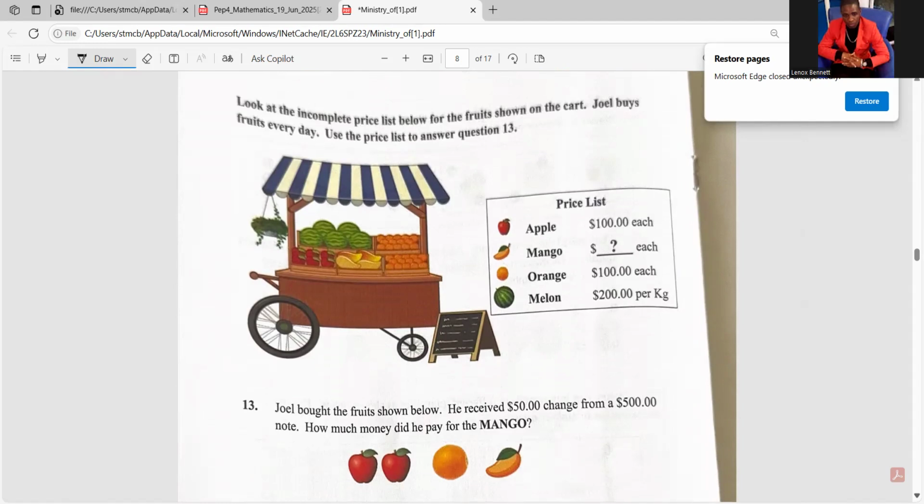Look at the price list below for the fruit shown in the cards. Joel buys fruits every day. Use the prices to answer question 13. All right, Joel bought the fruit shown below. He received $50 change from $500. How much money did he pay for the mango?